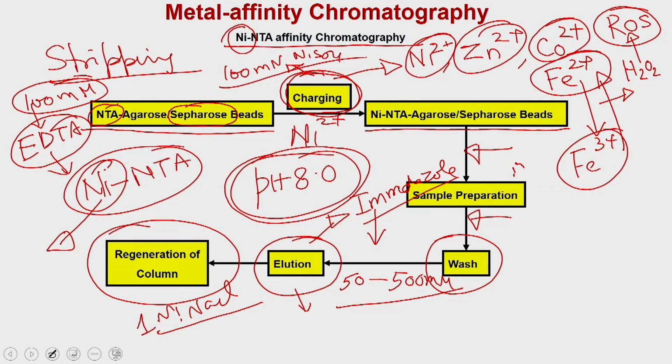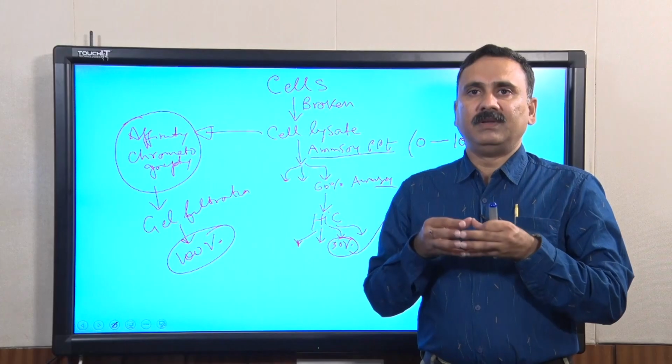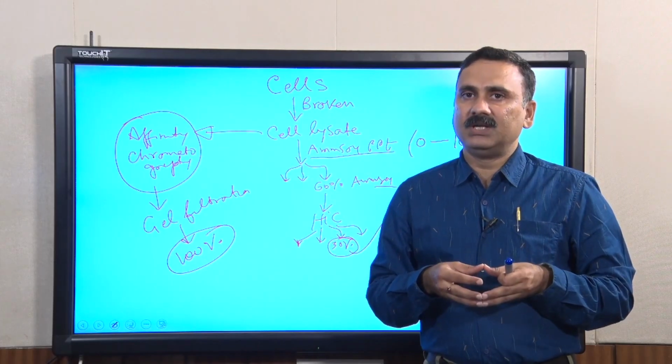Once you supply the nickel sulphate to the column, the nickel present in the nickel sulphate solution will go and bind to the NTA groups. NTA is a functional group present on the agarose or sepharose beads, depending on which vendor you buy these beads from, and then the nickel will go and bind to the beads. So, this is all about metal affinity chromatography. With this we would like to conclude our lecture here. Thank you.